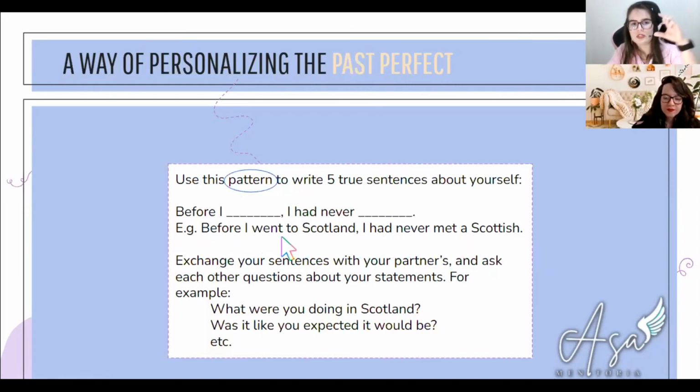After they do this first step, then you have them exchange their sentences with their partners. So you pair them up, right? And ask each other. So they should ask each other questions about their statements. So for example, I stated this: before I went to Scotland, I had never met a Scottish. Oh, really? What were you doing in Scotland? Or why did you go to Scotland? Was it like you expected it to be?